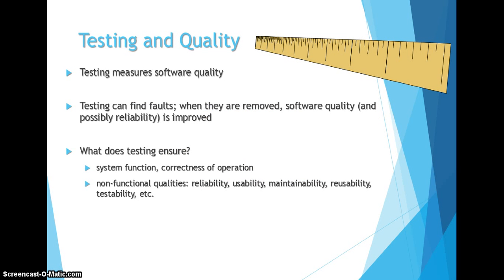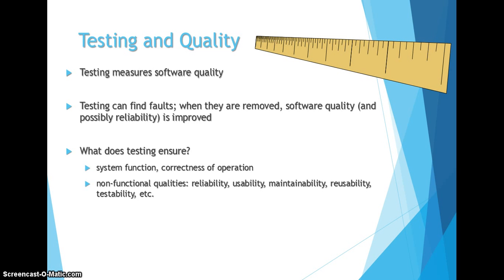So quality and testing are used quite commonly in the software testing industry. So testing measures software quality. You find faults through testing, and when you remove these faults that you found through testing, the software reliability is improved. That's what we discussed in our previous training session as well.